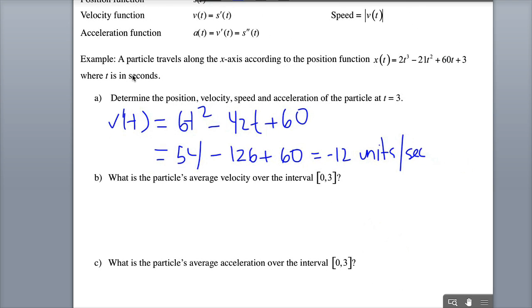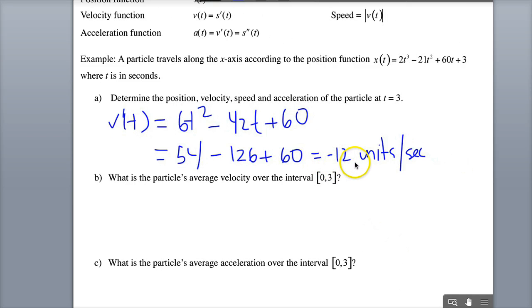Now, question for you. Is that velocity or is that speed? Yeah, it's velocity. And you know it's velocity because it has a negative sign. Now the question says velocity and speed. Could they be the same thing? Yeah. So if this answer was 12 units per second, the velocity could be 12 and the speed could be 12.